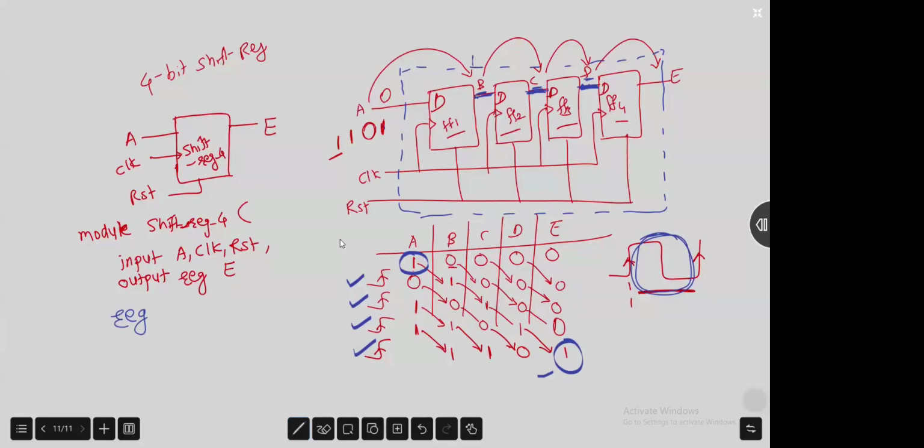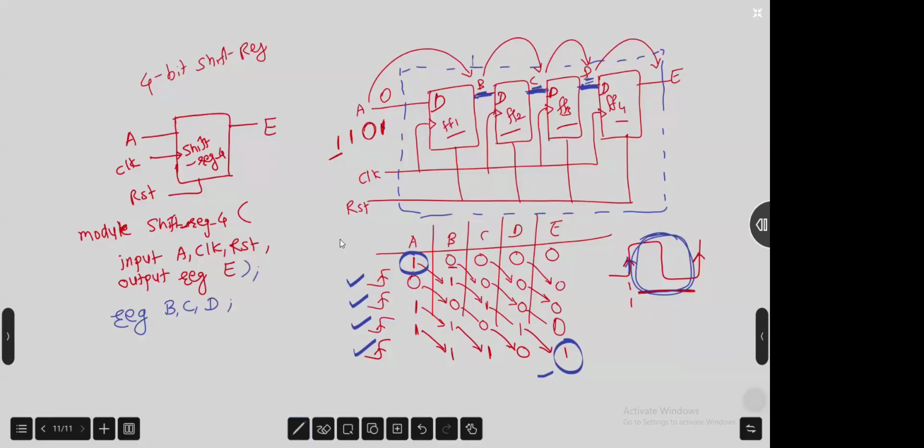Because if there is no rising edge of the clock, it should hold my data. So B, C and D should hold their previous state if there is no rising edge of the clock. Clear? That's why it's a register. So what are the states there? B, C and D. Is that clear?